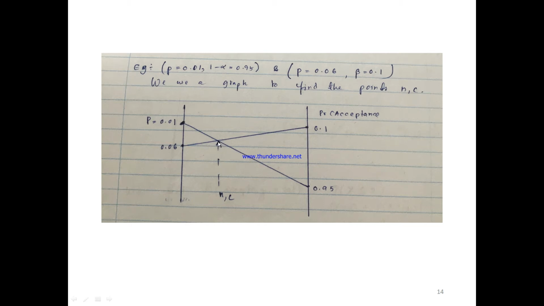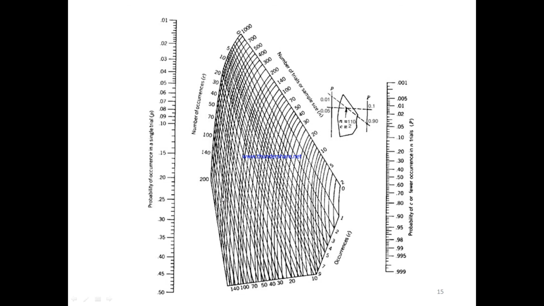So at the intersection point you can read the value from the graph. That would give you your N and C value. Right? So if you look at this one, if your AQL value is 0.01, you can find it here, and let's say alpha is 0.1. So if alpha is 0.1, you can take 1 minus alpha as 0.9, so that 0.9 is somewhere here.